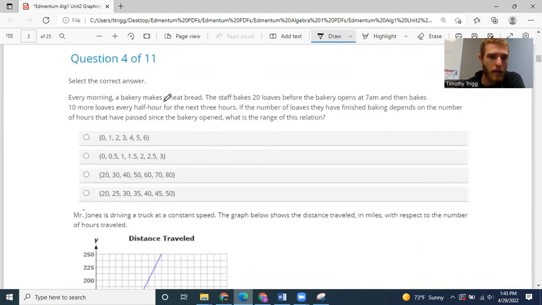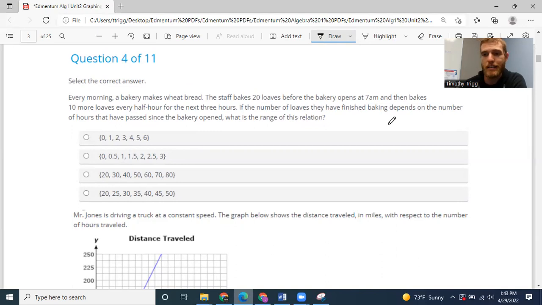Every morning, a bakery makes wheat bread. The staff bakes 20 loaves before the bakery opens at 7 a.m. and then bakes 10 more loaves every half hour for the next 3 hours. If the number of loaves they have finished baking depends on the number of hours that have passed since the bakery opened, what is the range of this relation?